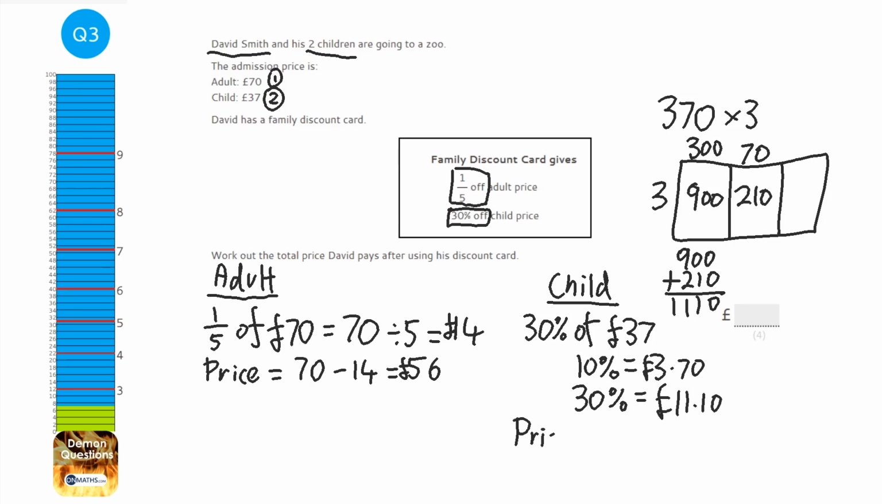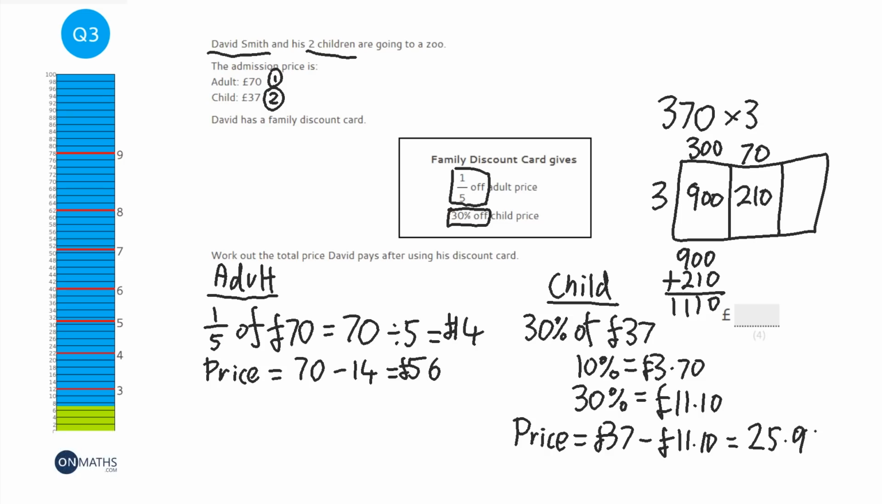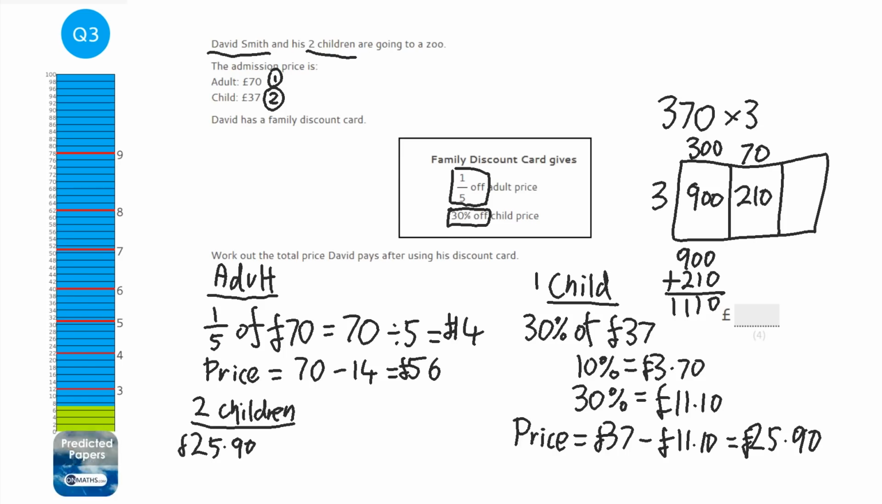And so we want to work out the price. So it's going to be £37 take away £11.10. So if you take away 10 it's 27, take away 1 is 26, take away 10 is £25.90. Now that's for one child. So if I want two children, I want to do £25.90 times 2. Now I know 25 times 2 is 50, 90 times 2 is £1.80, so that's going to be £51.80.